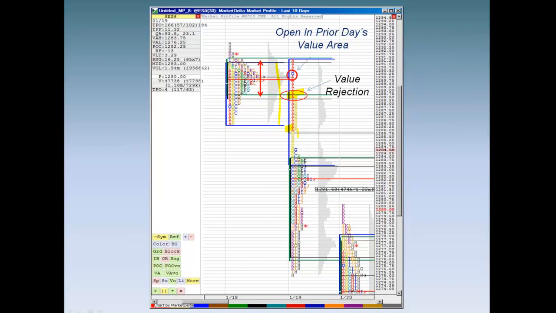The rejection is really confirmed for me by period A and period B, and even though I get double prints, take a look at them and see that not a single one of those double prints occurred within the prior day's value area. All of the double prints were outside the value area. So I have all the indications confirming to me that we've rejected this value area, and we're moving outside this value, and we are going to move to a new value area.